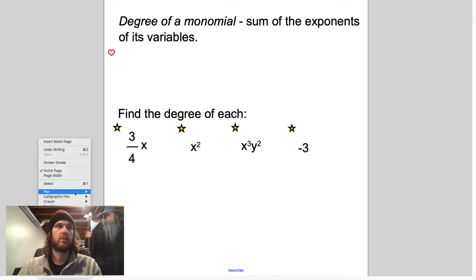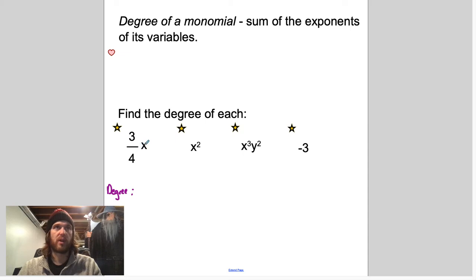All right, let's do this. Following that definition, the degree of a monomial, which is a product of a number and a variable, is the sum of the exponents of the variables. Well, the exponent here is just 1, so this has degree 1. There's only one variable, so you just take that number. There's only one variable here, so this has degree 2.